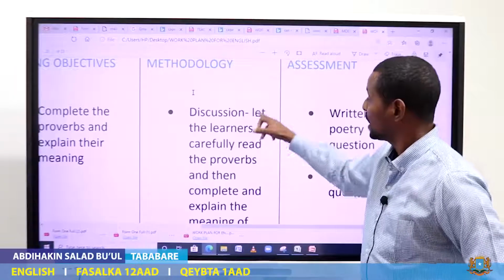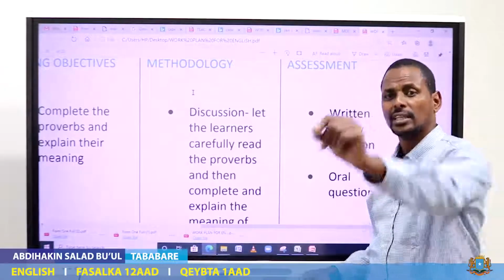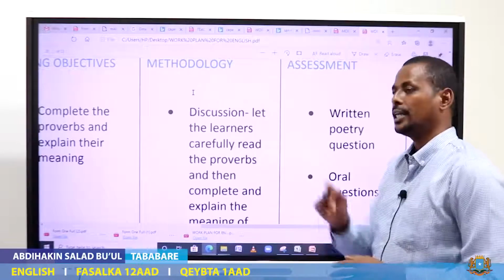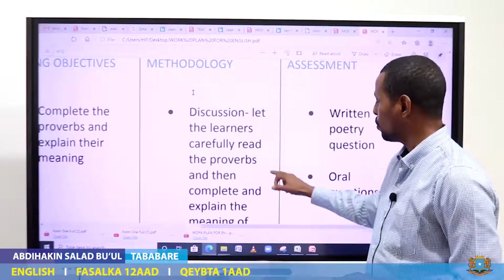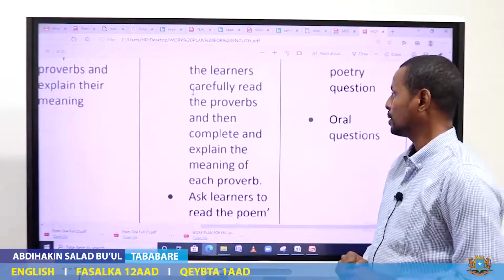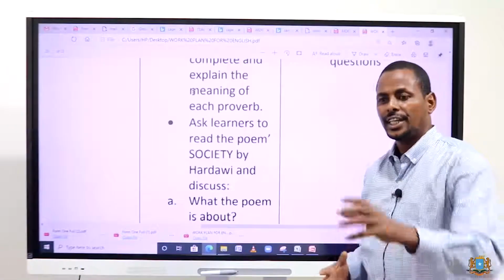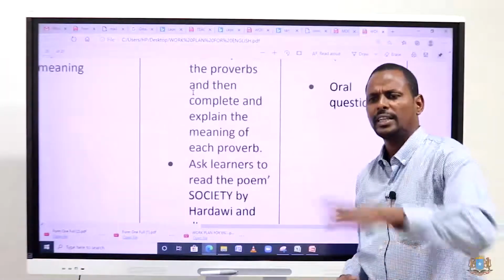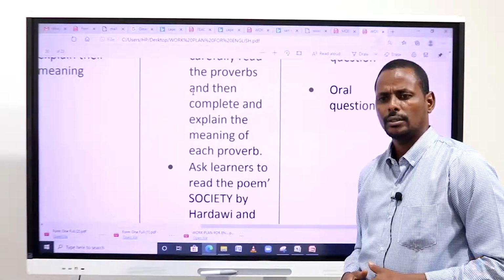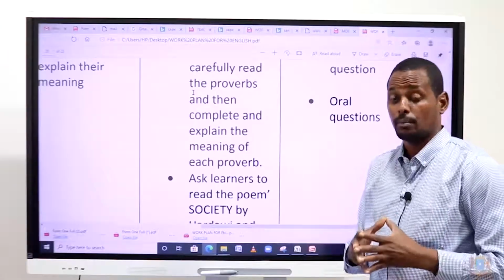And how do you do that? Let the learners, here it means ask them, instruct them, tell the learners, carefully read the proverbs, and then complete and explain the meaning of each proverb. Now, if you tell the student, read carefully the proverbs and explain the meaning of each proverb, students might not get it clear.